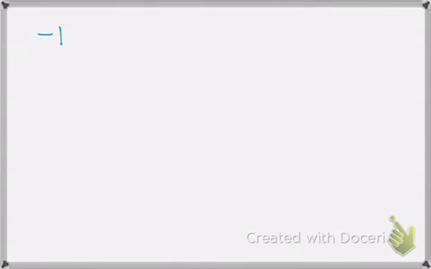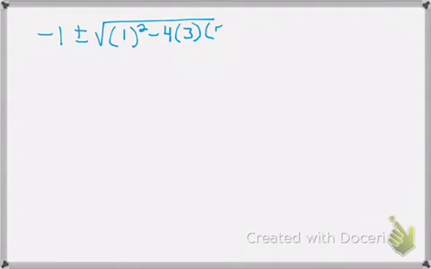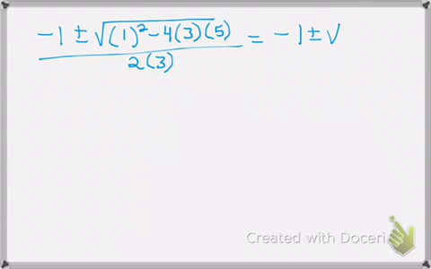So it'll be -1 plus or minus square root of 1 squared minus 4 times A, which is 3, times C, which is 5, all over 2 times my A. All right, don't forget, you always type in the numbers under the square root into your calculator. So that'll be 1 squared minus 4 times 3 times 5. And then I'll get -1 plus or minus the square root of -59 all over 6.